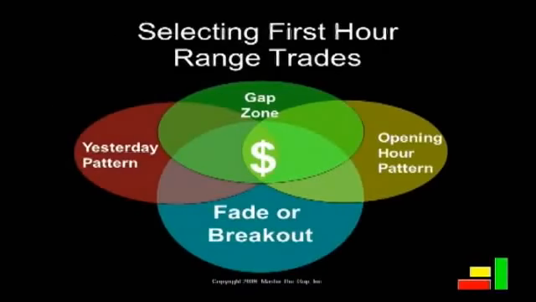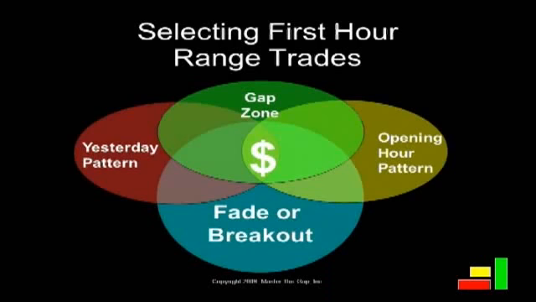it's probably a duck. So as you can see on this slide here, I like to look at my range trades, my first hour range trades, which is simply either fading the high or low, or going long or short at the high of the first hour of the day or the low of the first hour of the day. And the way I identify historically robust setups is I use 3 filters.